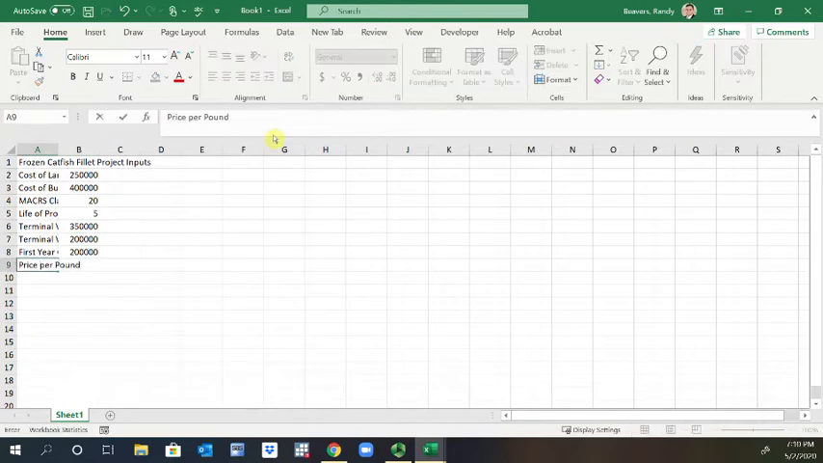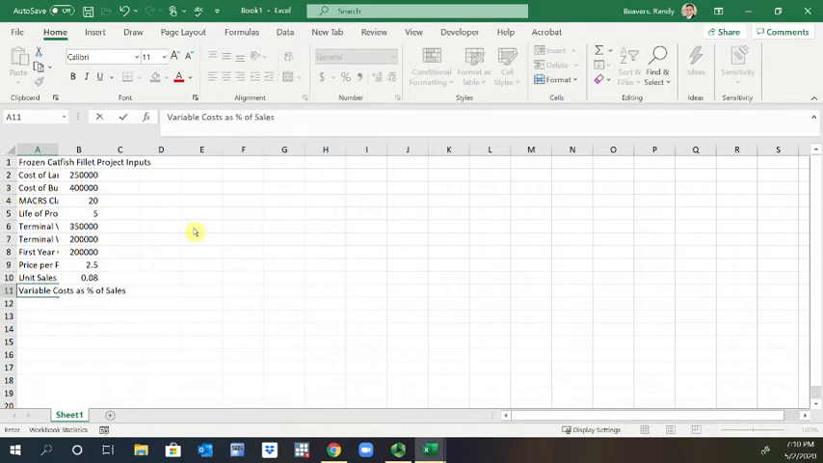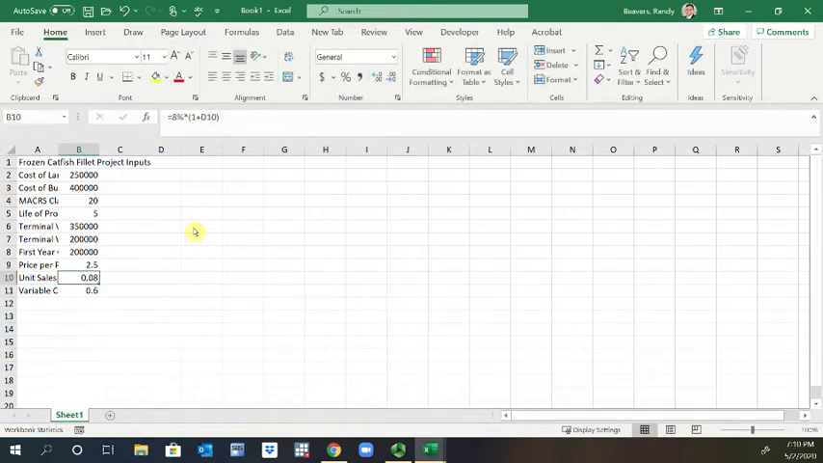Price per pound is equal to 2.50 times 1 plus D9. Unit sales growth rate is 8% multiplied by 1 plus D10. Put an equal in front of that. Make that formula. Variable costs as percentage of sales is equal to 60% times 1 plus D11. So these D cells starting at 5, this will be sensitivity percentage, since we're now going to be incorporating risk. We'll go ahead and make these percentages 2 decimal places.